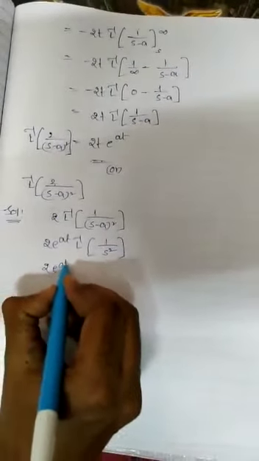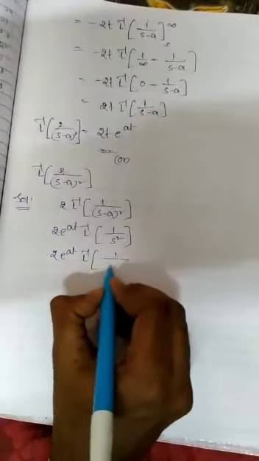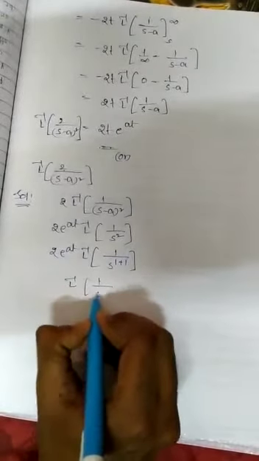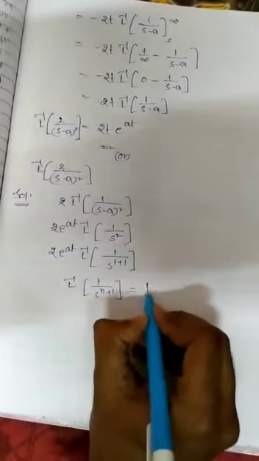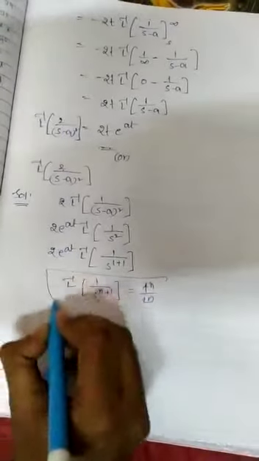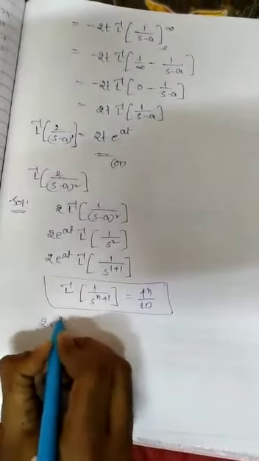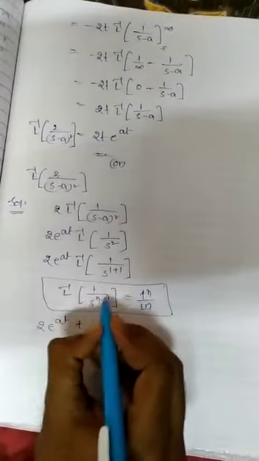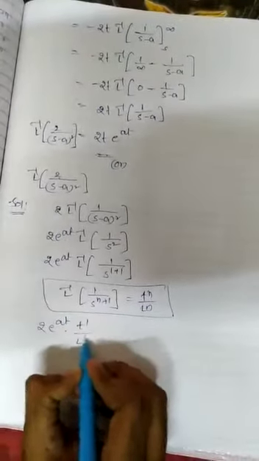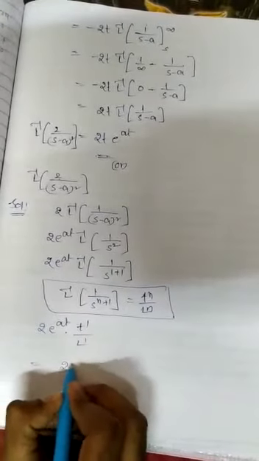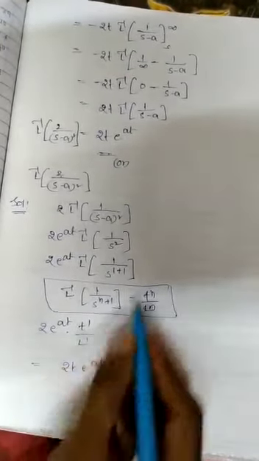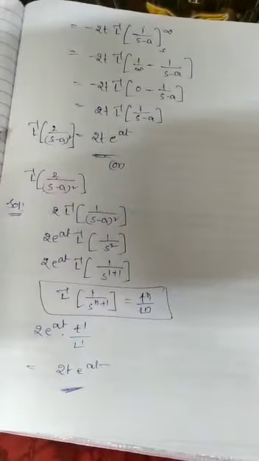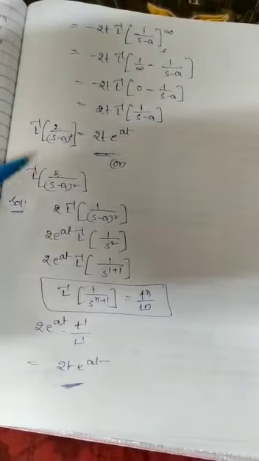Now write that s square as s to the power of 1 plus 1. Then use the Laplace inverse of 1 by s to the power of n plus 1 formula. What is that formula? t to the power of n by n factorial. If you use this formula, what will you get? 2 into e power of at into t to the power of n, that is t to the power of 1 by 1 factorial. That is nothing but 2 into t e power of at. Again you will get the same answer. So we can solve it by using any one of the methods. It's your wish.